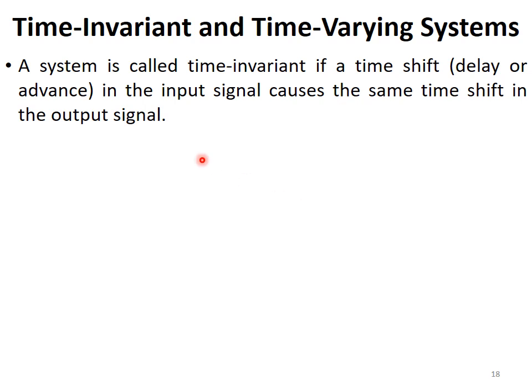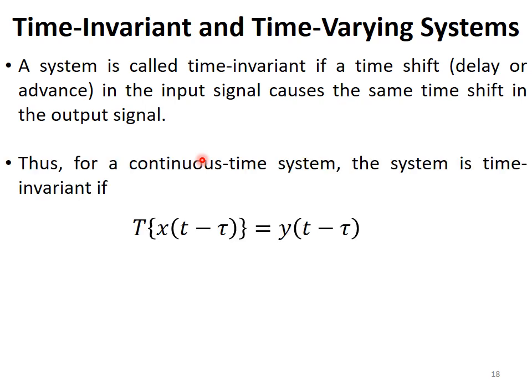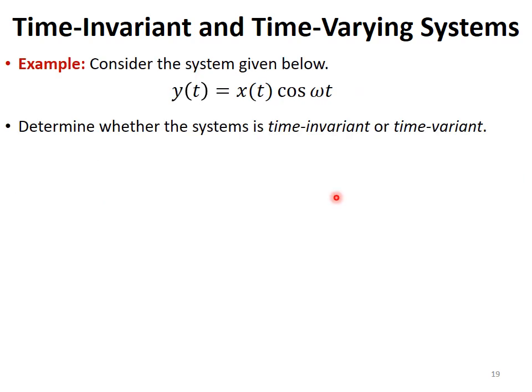So a system is called time invariant if a time shift, delay or advance, in the input signal causes the same shift in the output signal, right? Mathematically, if x of t is the input and y of t is the output, then delaying the input by tau units would produce the same delay or time advance in the output. If the system satisfies this property, then it is time invariant. So in this example we have to determine whether the given system is time invariant or time variant.